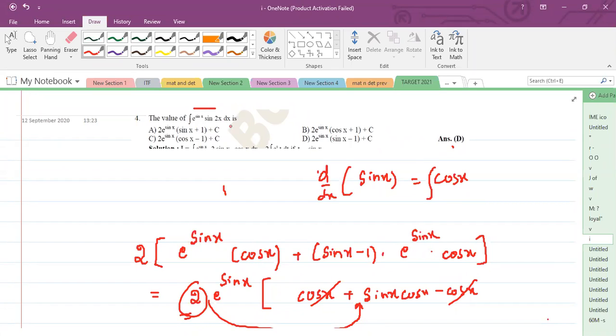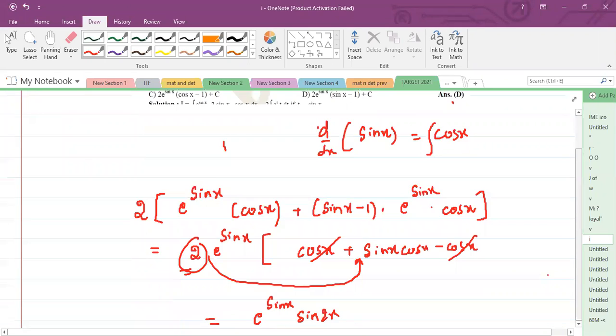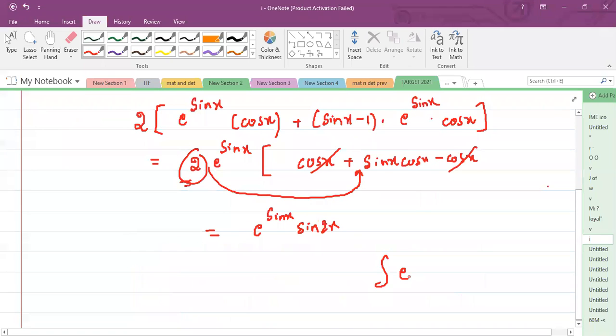If you want to go for integration itself, then you need to write this integral as integration of e raised to sin x into 2 sin x cos x dx. You need to substitute sin x equals t. Then it is 2 outside, e raised to t into t, so you need to use integration by parts.